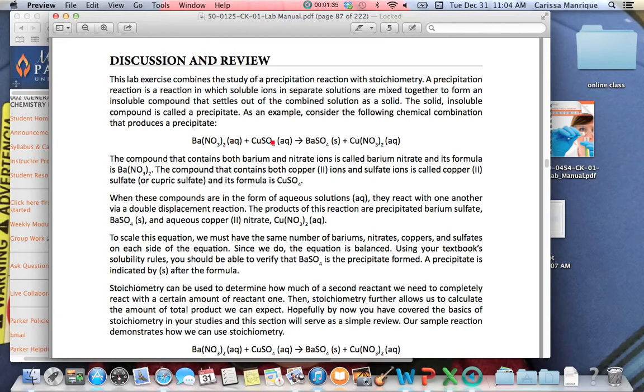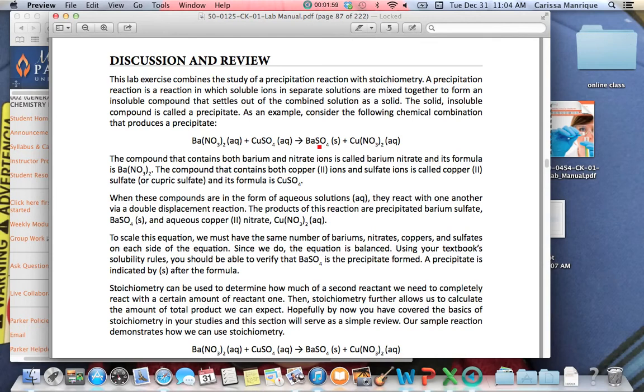Anytime you see AQ, that means aqueous, and that means it dissolves in water. So this dissolves in water, this dissolves in water. If we look at our product, this will dissolve in water. You see this says an S, which means solid. That means this will not dissolve in water. It's going to stay as a solid. It will look like a salt. Okay, and that's your precipitate.